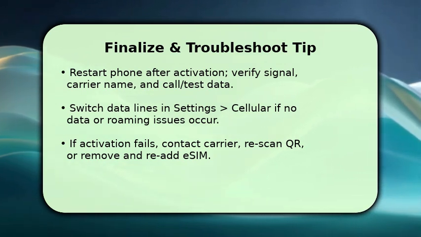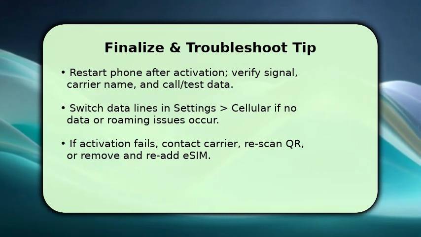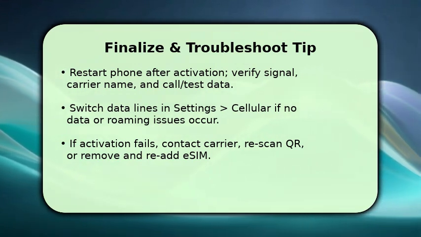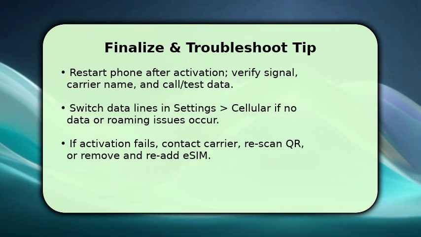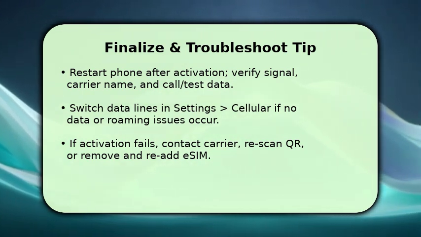If something goes wrong, a consistent troubleshooting step is to remove the eSIM profile and re-add it. Rescan the QR or use the carrier app. And if activation still fails, contact your carrier to confirm provisioning and account settings.